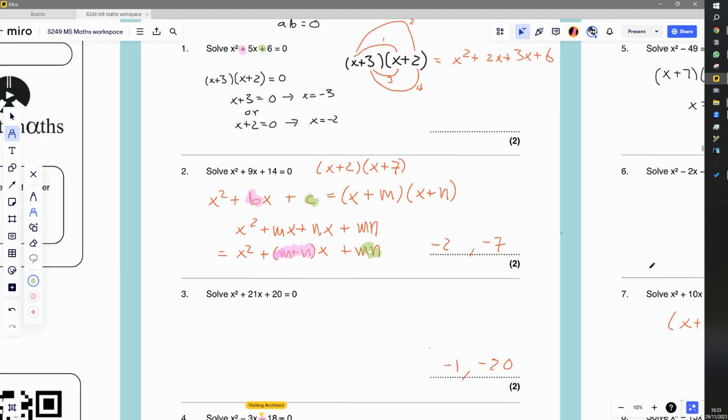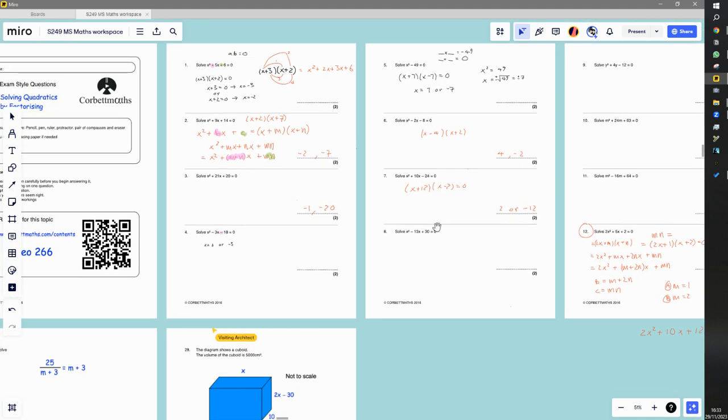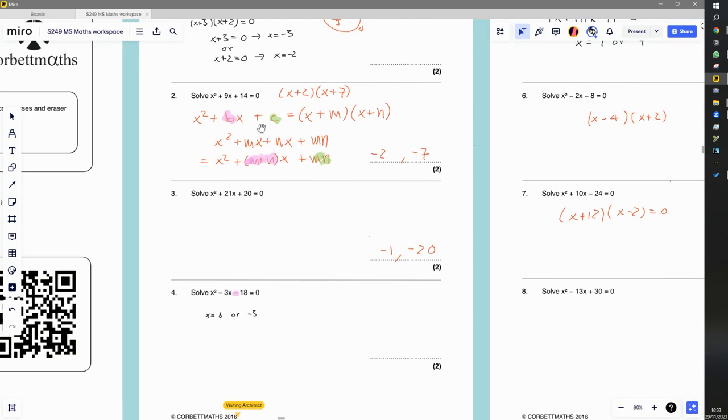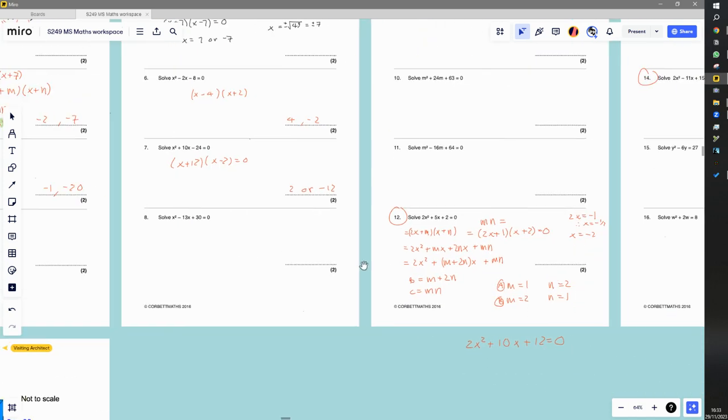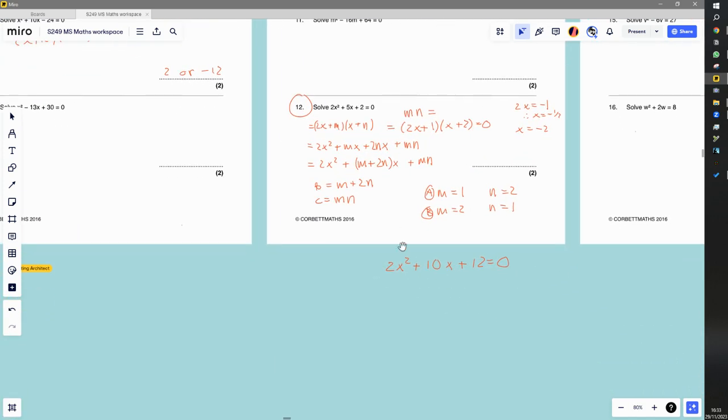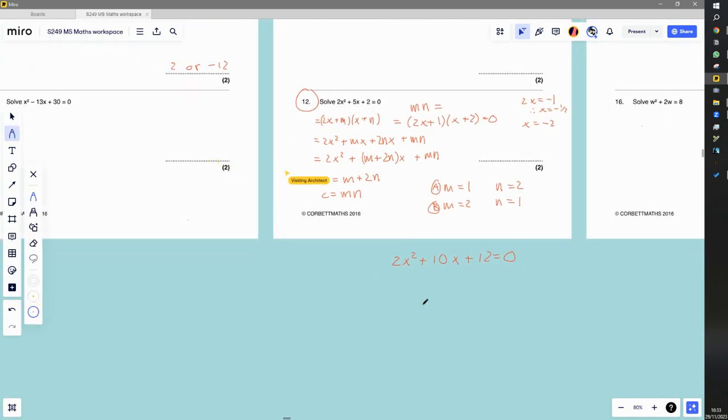It's a bit different when a isn't 1, but it's not too different to that explanation of it. I've done it already up here, so you can pause the video and look at that if you like, but I'm going to go through it again. This time I'm going to do a specific example, 2x squared plus 5x plus 2, and I'm going to factorize it.